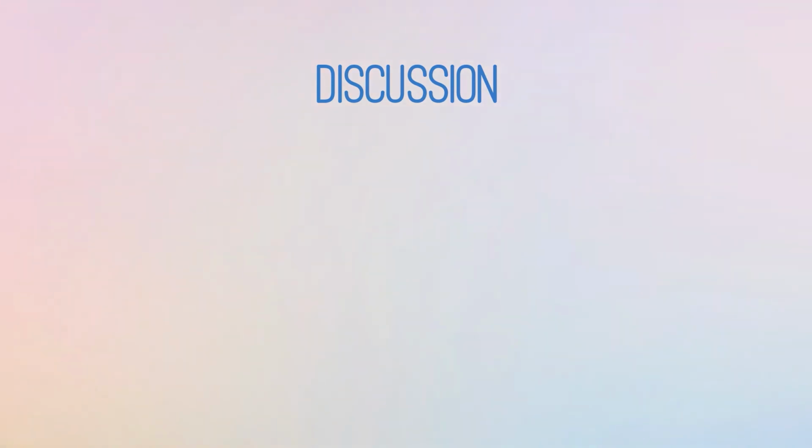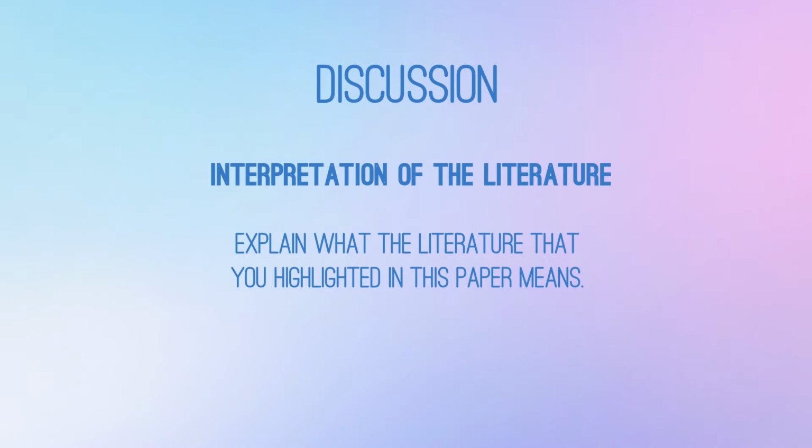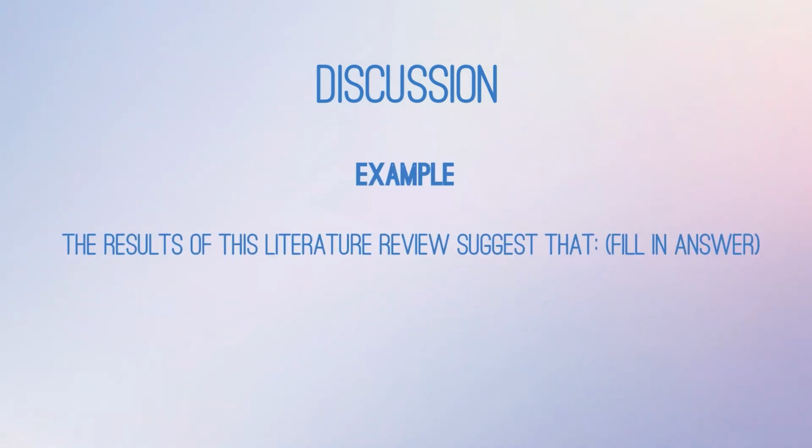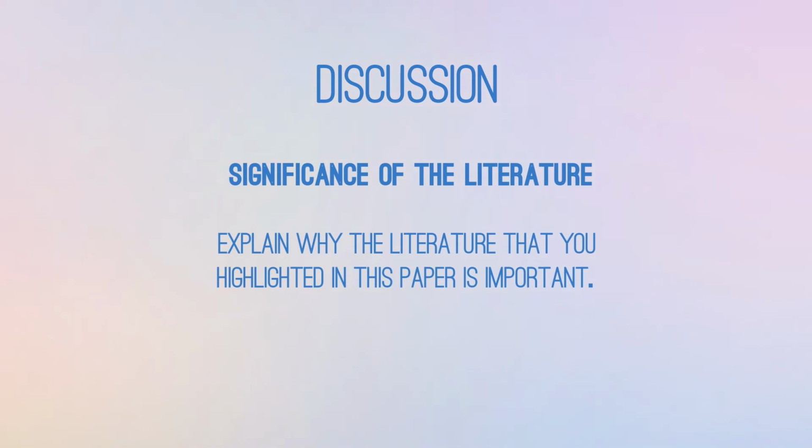Here are several ideas for how to answer the questions so what and now what. These ideas could be subheadings in your discussion section. Interpretation of the literature. This involves explaining what the literature that you highlighted in your paper means. An example sentence stem could be, the results of this literature review suggest that. Significance of the literature. This includes explaining why the literature that you've highlighted in this paper is important.